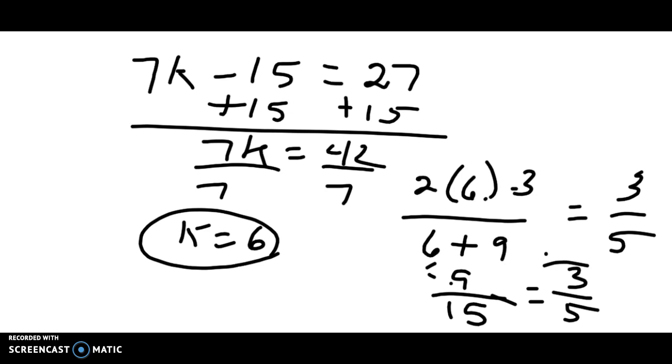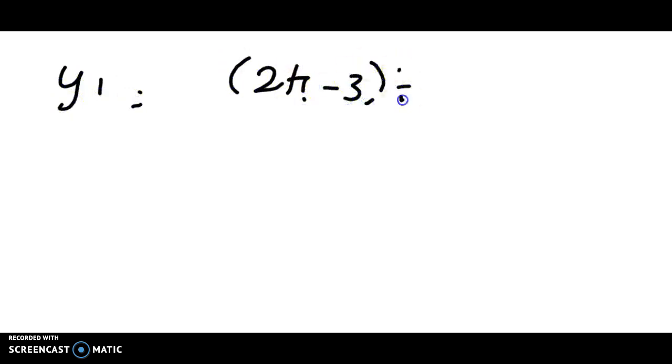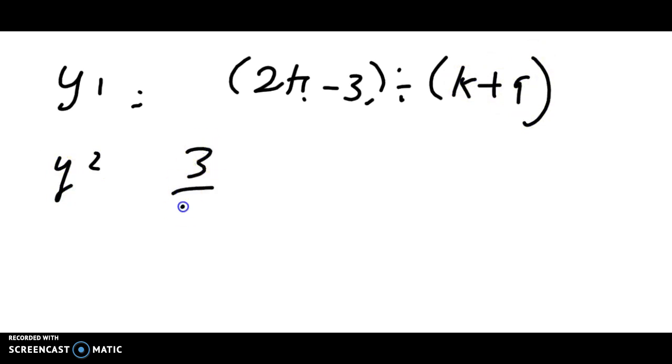Okay, to put this one in the graphing calculator in Y1, you would have to put parentheses 2k minus 3 divided by, right? K plus 9. And then in Y2, you can say 3 divided by 5.